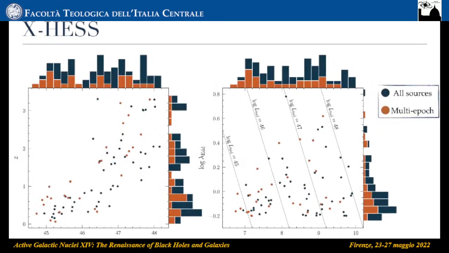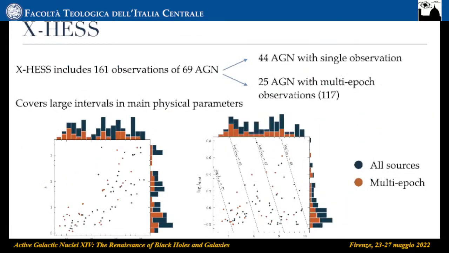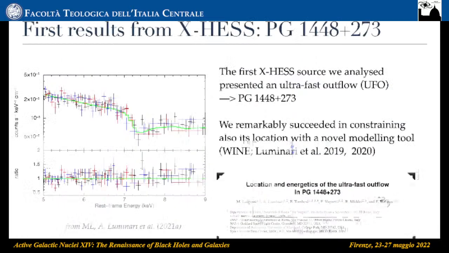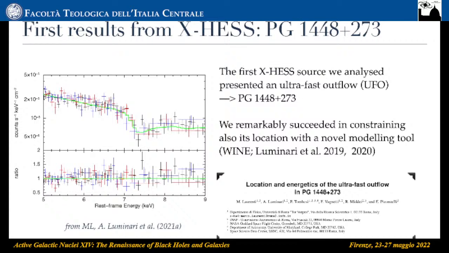Now, XS contains 161 observations of 69 AGN, 25 of which can rely on multiple observations. And the whole sample covers large intervals in terms of parameters such as redshift, bolometric luminosity, black hole mass, and Eddington ratio. And I'd like you to notice that the multi-epoch subsample of XS is well representative of the whole sample in terms of these parameters. Now, XS proved to be promising since the start, given that the first source we analyzed, PG1448+273, had a UFO in its spectrum that we could analyze thanks to WINE, the novel photoionization code developed by my colleague Alfredo Luminari, who presented this before.